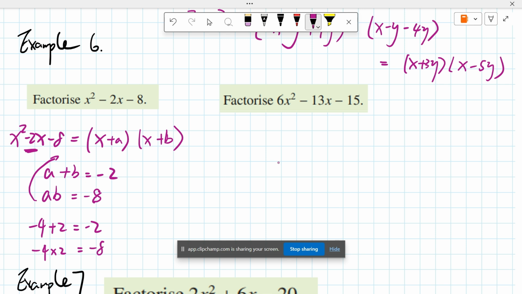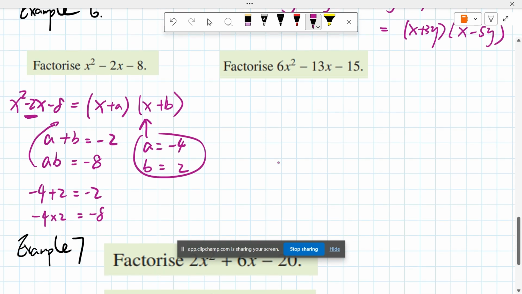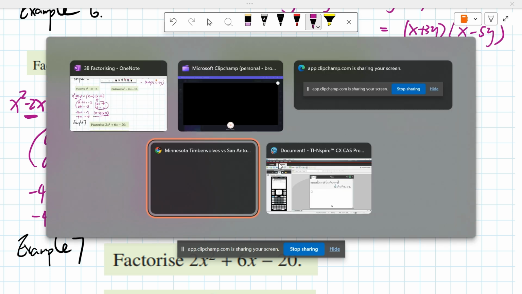So could I just say A can be minus 4 and B is equal to 2. Then we substitute this back into what we have, which is X plus A and X plus B. That'll be X minus 4 and X plus 2. So we can check this in our calculator.